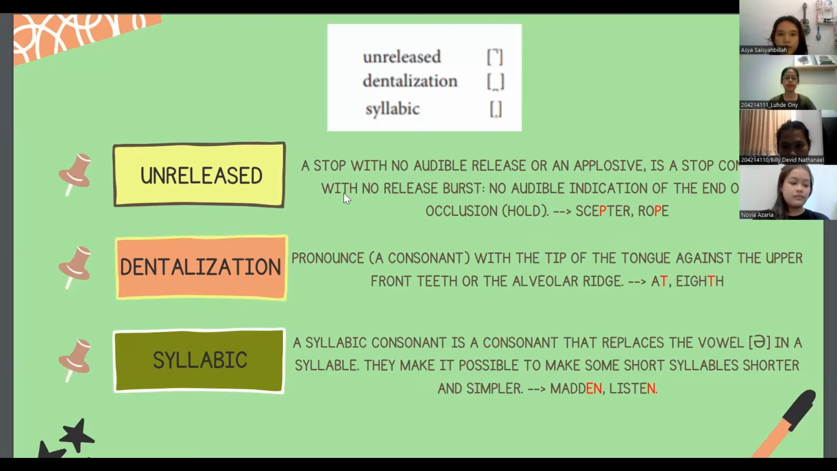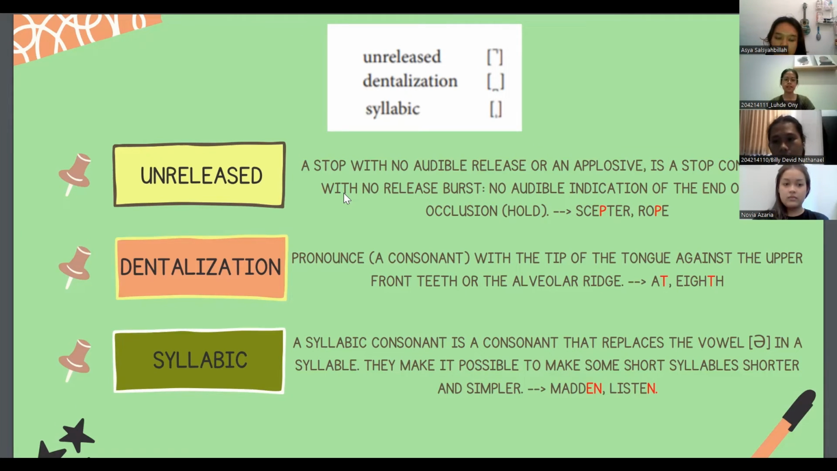The next phonemic rule is unreleased. A stop with an audible release is a plosive. Unreleased means a stop consonant with no release burst, like no audible indication of the end of its occlusion or hold. For example, in the words capture and hope. Next, dentalization. Dentalization is pronounced with the tip of the tongue against the upper front teeth or the alveolar ridge. For example, the words at and eight.